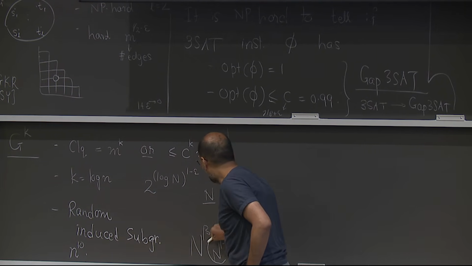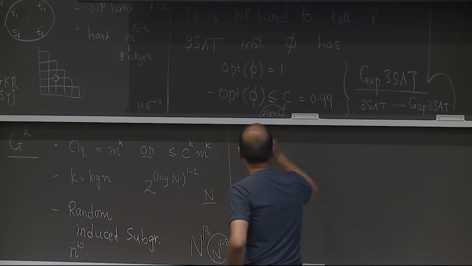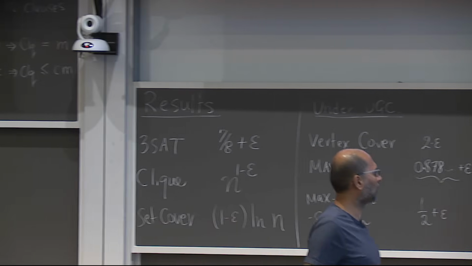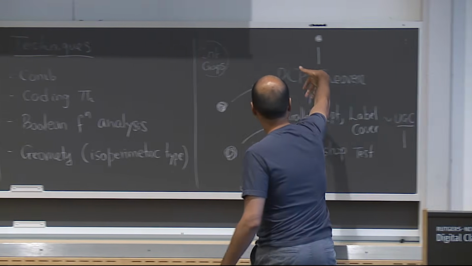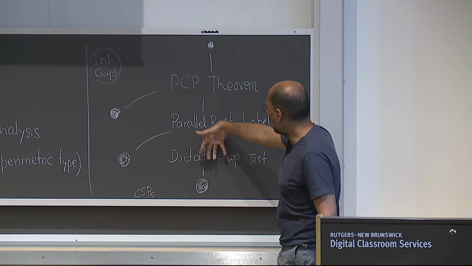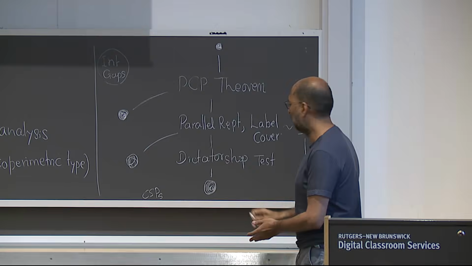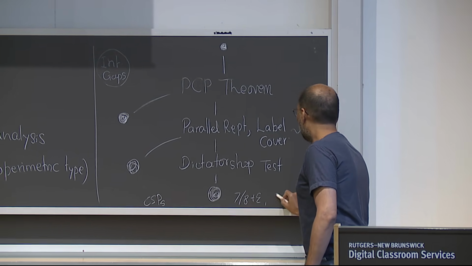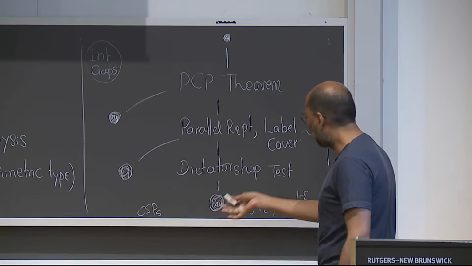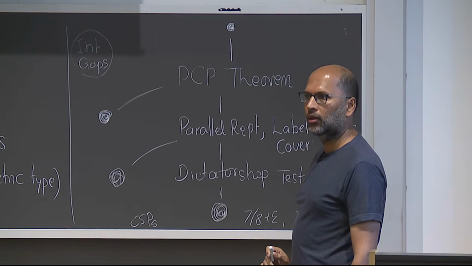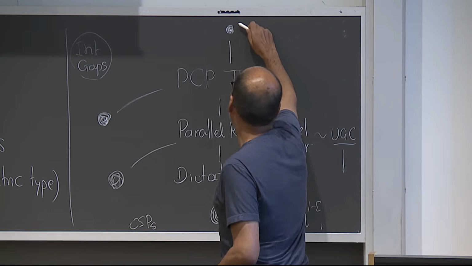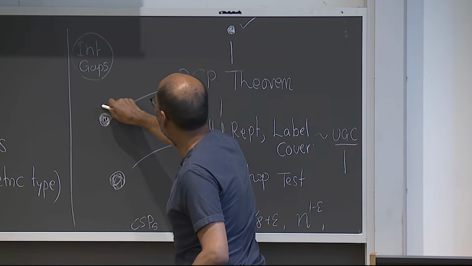But these results require building further and further on top of the PCP theorem. And that's the purpose of this thread. Start with the PCP theorem, then parallel repetition, dictatorship test, and then you eventually get 7/8 plus epsilon for 3 sat and n to the 1 minus epsilon for clique, among many, many other results. All right? Okay, so I think we at least gave you examples of this, this, and this.